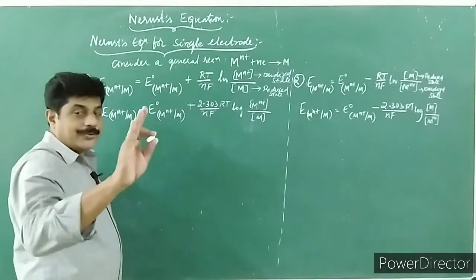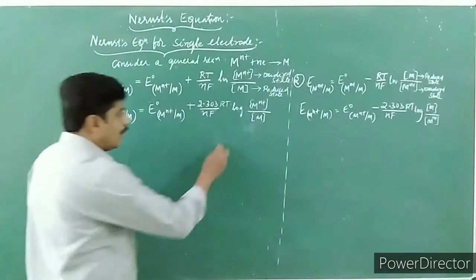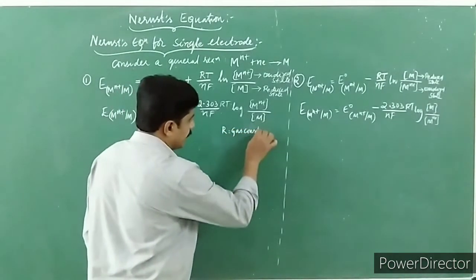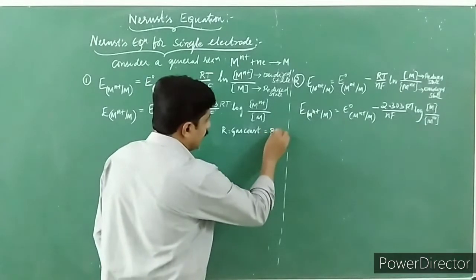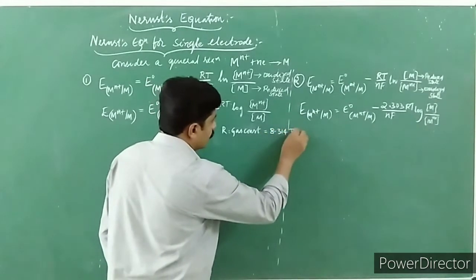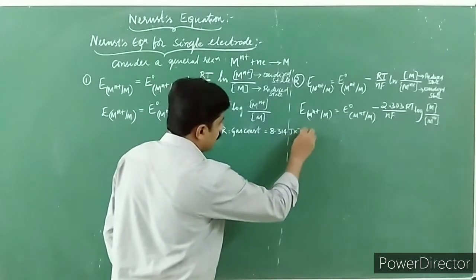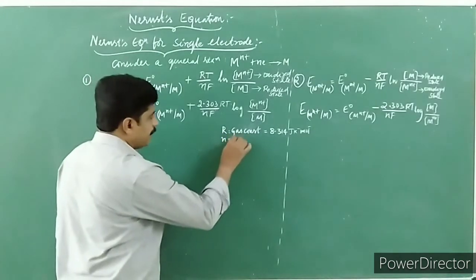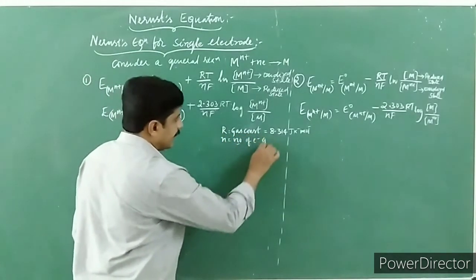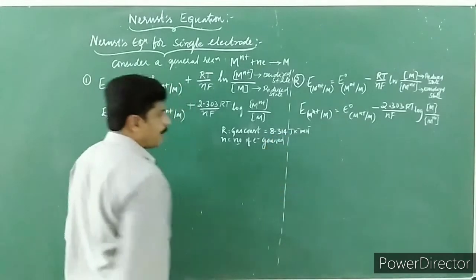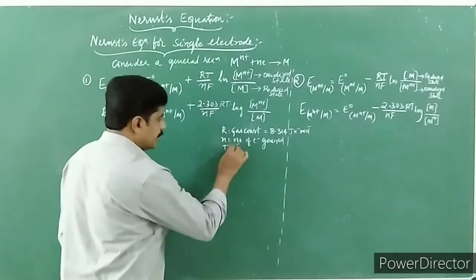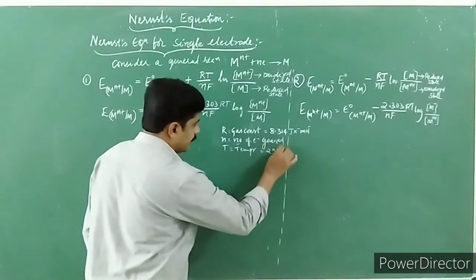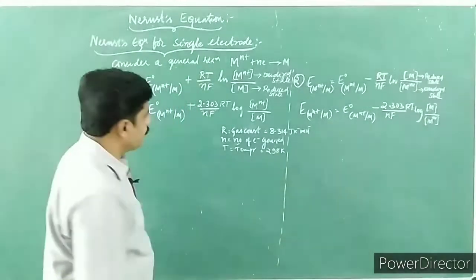Children, now you need to remember, look at here, R is the gas constant. What is that? Gas constant whose value is equal to 8.314 joules per Kelvin per mole. Whereas n is nothing but the number of electrons gained for the reduction. Whereas T is the temperature, is it not? Temperature, and it is 298 under standard conditions.